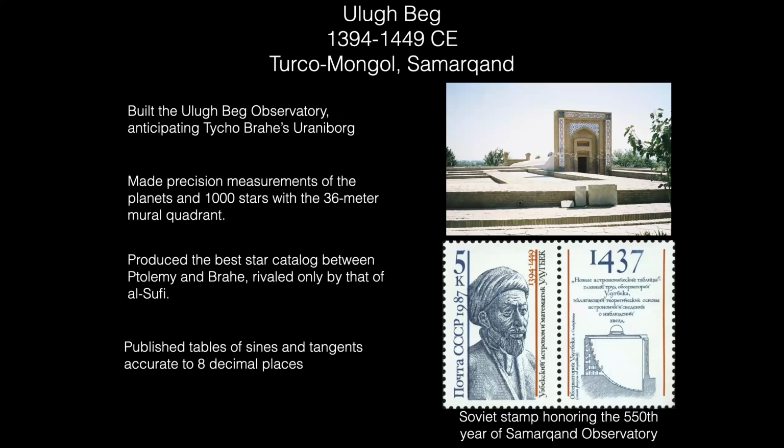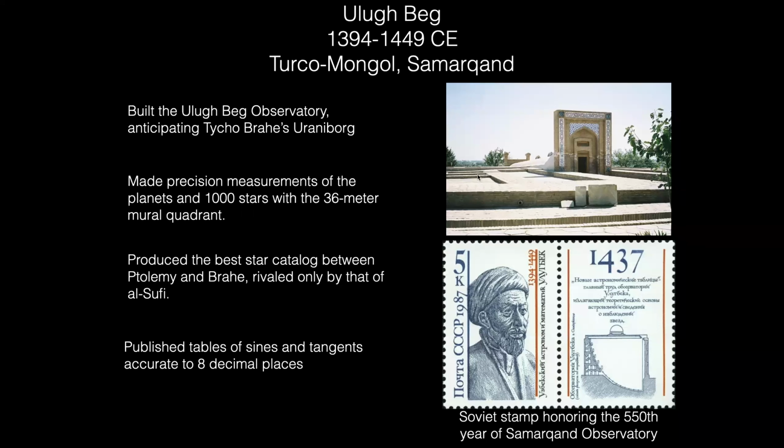Among the last of the great Islamic astronomers was Ulugh Beg, a Turco-Mongol. Of course, this is after the Mongol invasions of the Islamic Empire, which really destroyed the Abbasid Caliphate. But Ulugh Beg built an observatory in Samarkand in Central Asia, present-day Uzbekistan, I believe. This observatory anticipated Tycho Brahe's Uraniborg, which was built about a century later, and they are so similar, in fact, that we're almost certain that Tycho Brahe knew of this observatory and based his upon it.